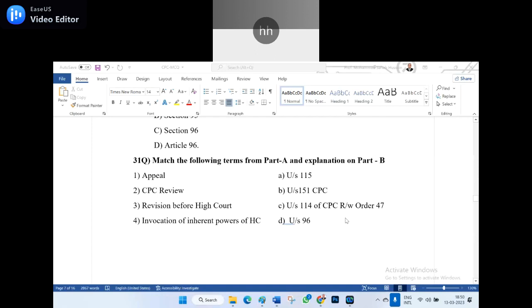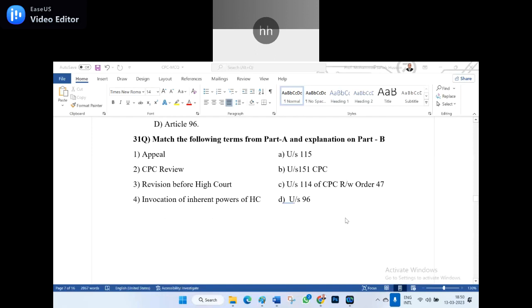31st question. Match the following terms from Part A and explanations in Part B. Here, Part A: 1. Appeal. 2. CPC review. 3. Revision before High Court. 4. Invocation of the inherent powers of the High Court. Under Part B, I have given A, Section 115, B, Section 151 CPC, C, Section 114 of the CPC read with Order 47, and D, Section 96. Now match the following.